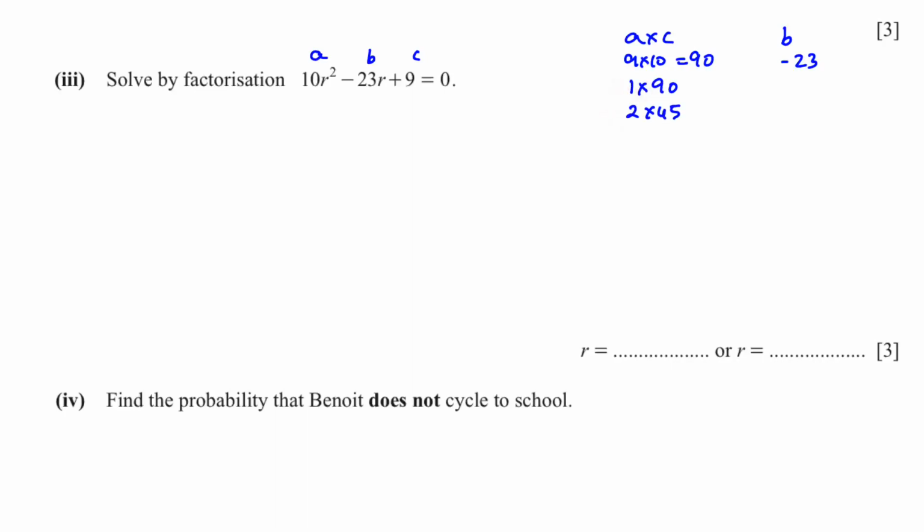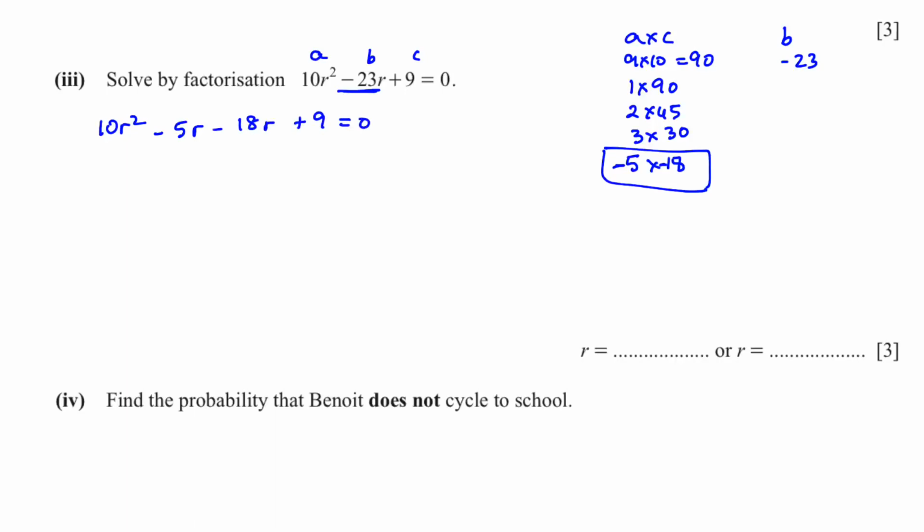1 by 90. 2 multiplied by 45 will give you 90. Divide 90 by 2, you will get 45. Divide 90 by 3, you will get 30. 90 is not in the 4 times table. It's in the 5 times table. 5 times 18 will give you 90. You can see that 5 plus 18, if you add it, you get 23. So if we make both of them negative, we got our factors. We can write this as 10r squared, and in place of negative 23, we write negative 5r minus 18r plus 9 is equal to 0.